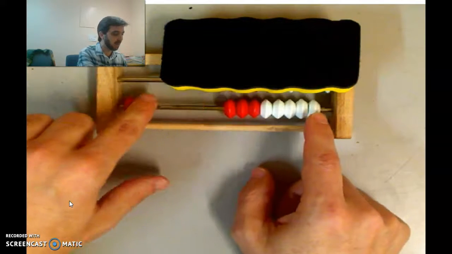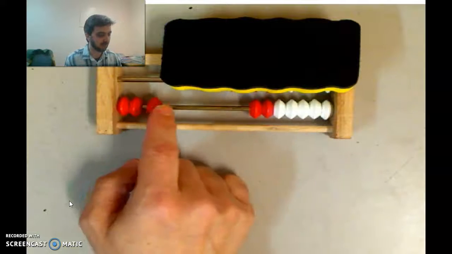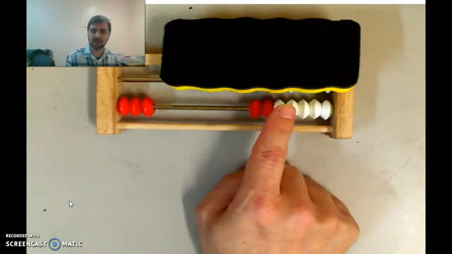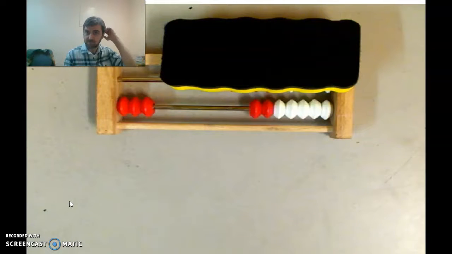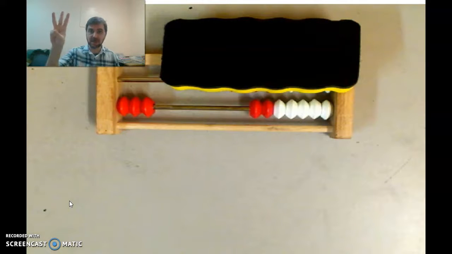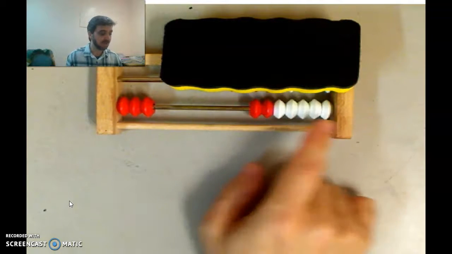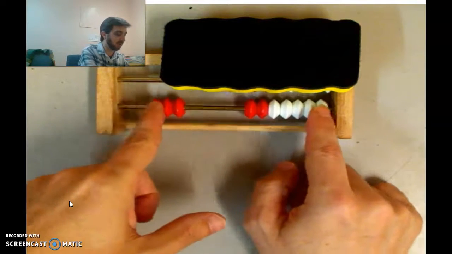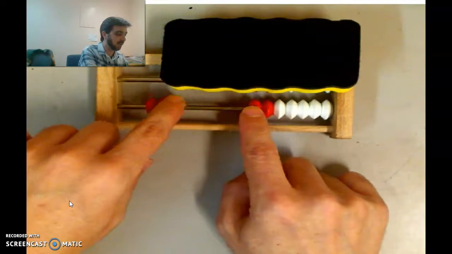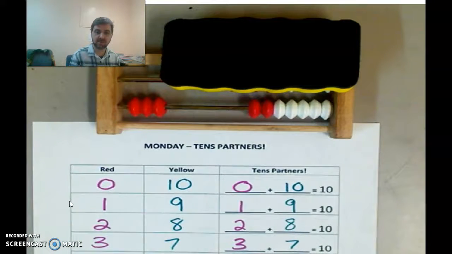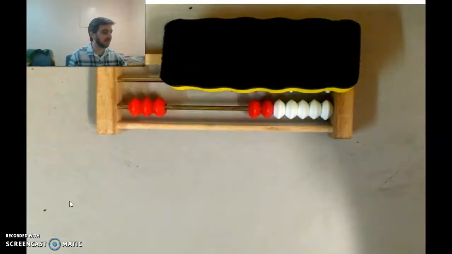All right, so let's slide another one over, and you can see that there are 3 on this side, and how many on this side? Yeah, if there's 3 on this side, there have to be 7 on this side, because 7 and 3 make 10, right? So 10 minus 3 is 7, and 7 plus 3, if I put them together, are 10. Okay? So 3 and 7 are partners, and we can see that here as well, 3 and 7. Just like we did last week with the counters.